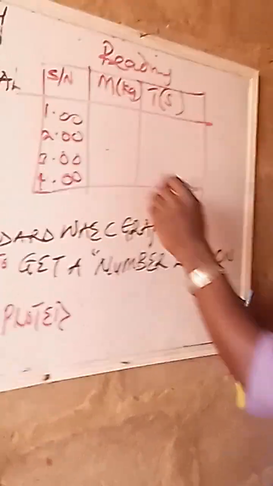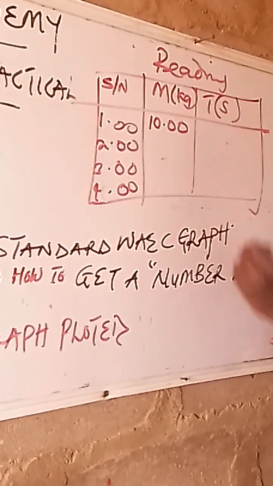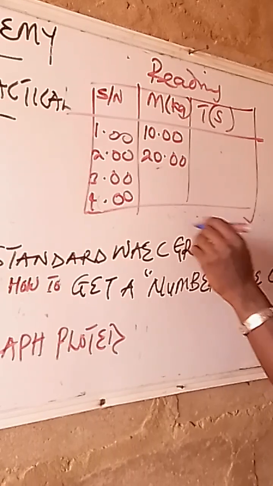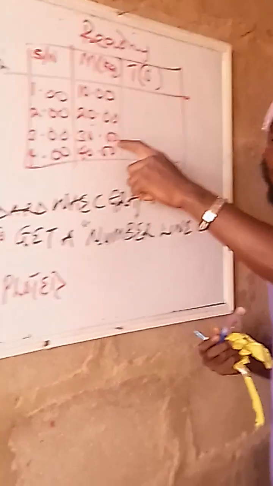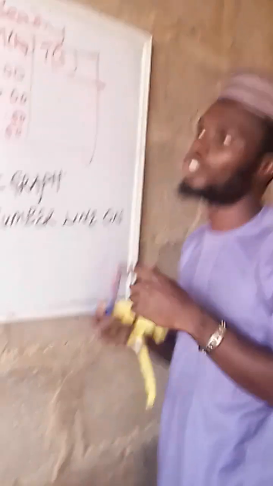Meaning, maybe I'm now having 10 here, 10.00. Let's assume I'm having 20.00 here, 30.00 here, and 40.00 here. How many decimal places is this? Also 2 decimal places. The same thing is applicable. You can see everything must be uniform.